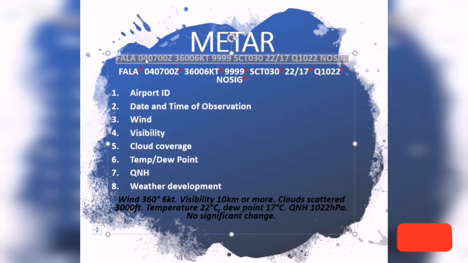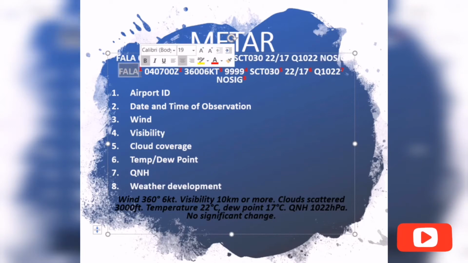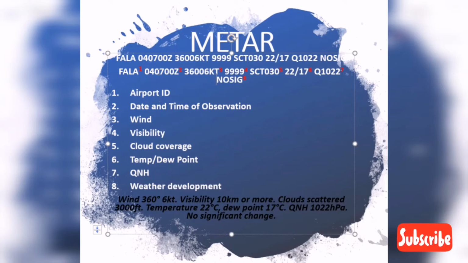And the next box is box number 4, which gives us visibility. It's a report on visibility. Now here it's given in meters, because we're in South Africa, we're using meters. If this was in the US, for instance, it would be given in statute miles. It could be maybe written as 3SM, which is 3 statute miles. That's how they present visibility there, but we present our visibility in terms of meters. So we're saying 9999, which means visibility 10 kilometers or more.